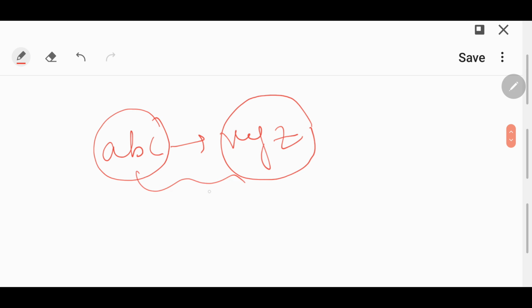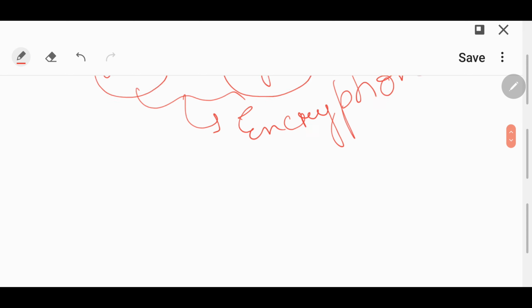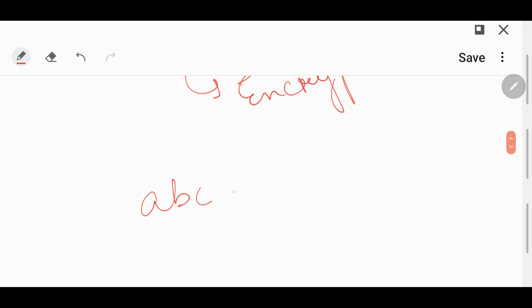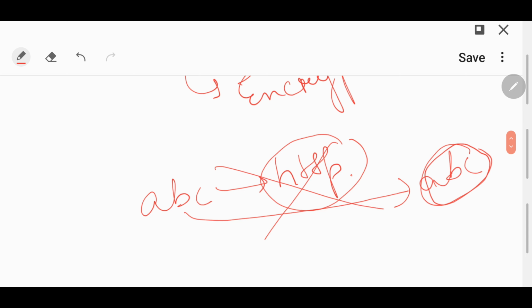That means what you have done here is encryption. So if you are sending ABC via the HTTP protocol, it will go through the transmission medium as ABC only. So a third party may be able to read your message. Does that mean it is secure or insecure? It is definitely an insecure mode of communication.